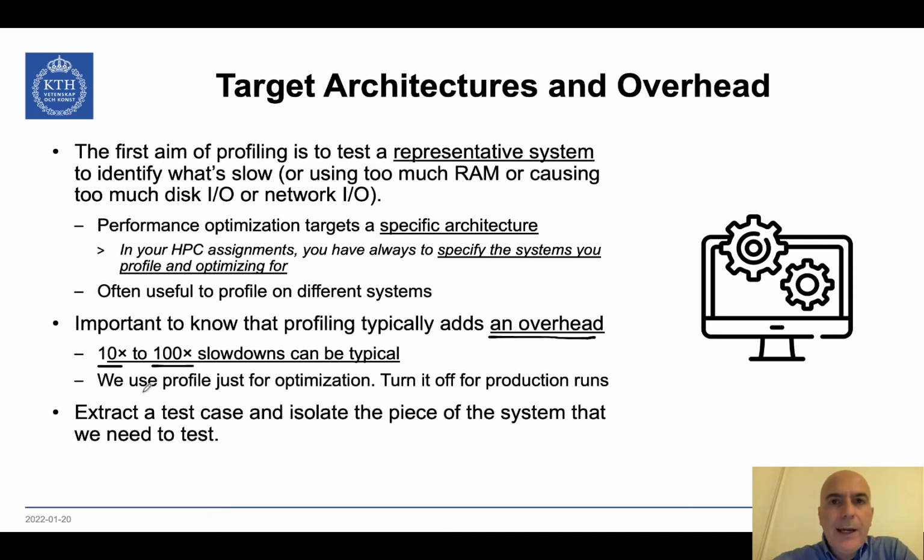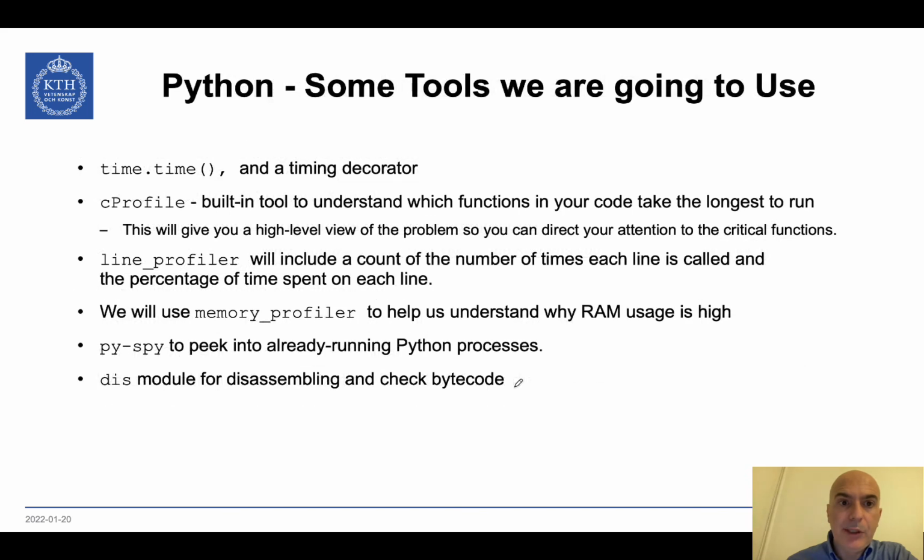So we use a profiler only for optimization, and we turn it off for a production run. In many cases, when we have a big code, we also want to extract a test case and isolate pieces of the system that we need to test. So we don't profile the whole thing, but we do some tests, profiling certain parts of the computer system, for instance memory, and then we perform the profiling and optimization.